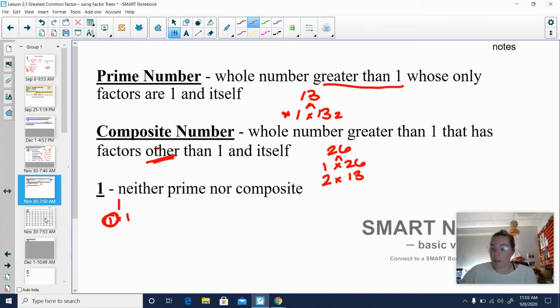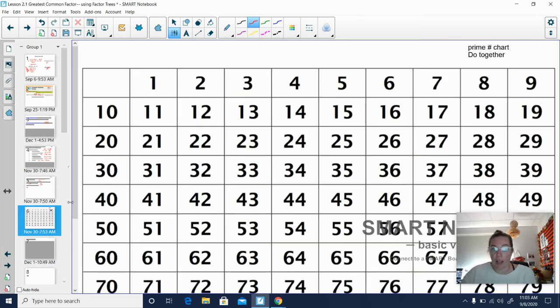So now I want you to go up to the front desk and grab your prime number chart. Okay, everyone's going to have a chart that looks like this, and we're going to go through right now together, and we're going to cross off numbers that are prime. So what we're going to do is we're going to X off our composite, and we're going to circle our prime numbers.